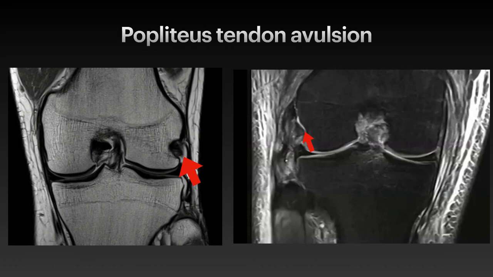The popliteus tendon. On the left side of your screen, you can see the popliteal groove marked with the red arrow with the popliteus tendon nicely attached in the popliteal groove. Whereas on the right side of your screen, you can see a hyperintense signal in between the popliteus tendon and the popliteal groove, indicating a complete avulsion from its origin.